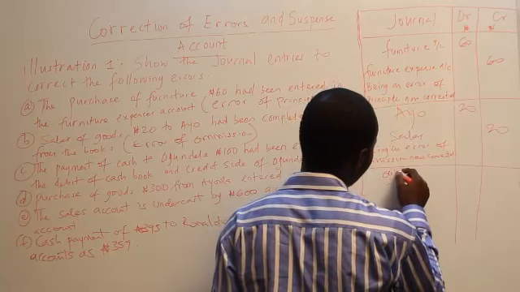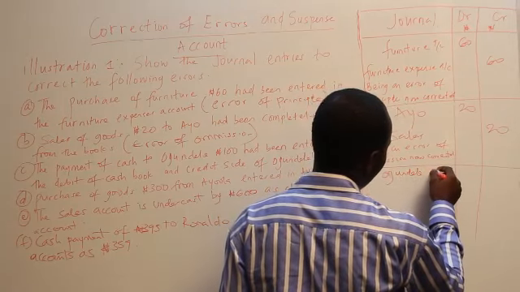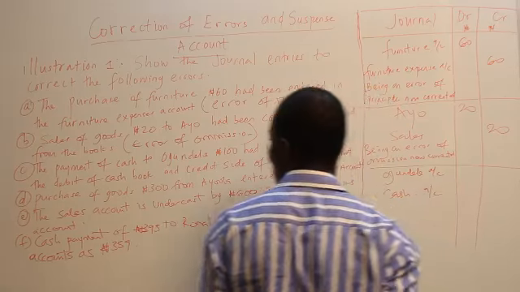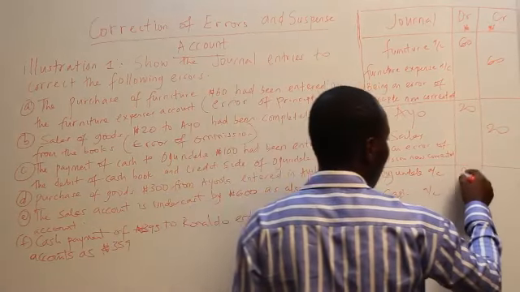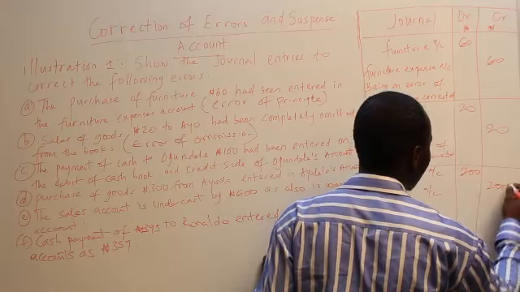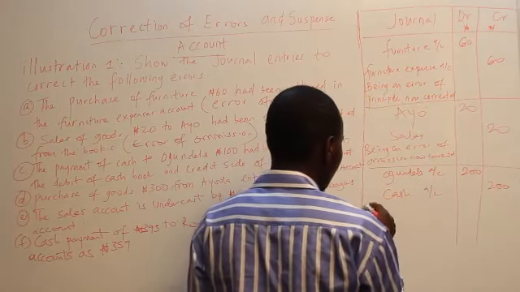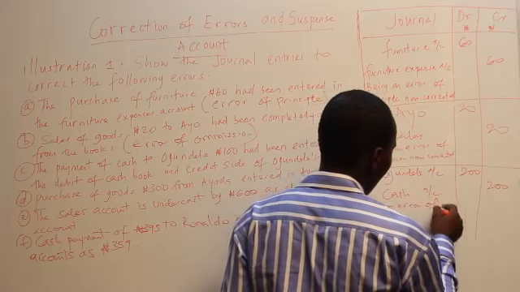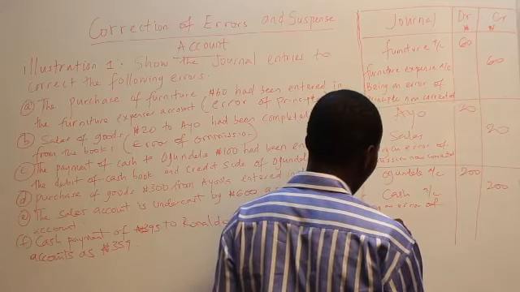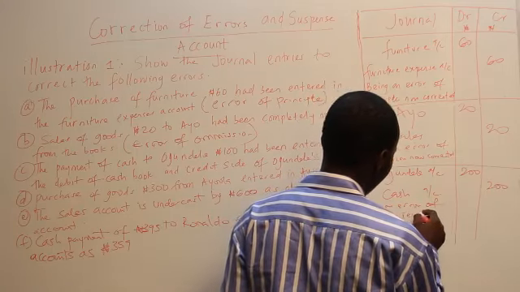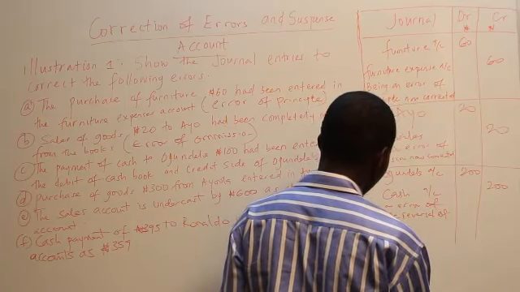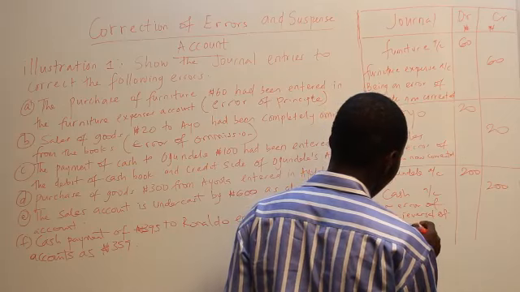So we have Ogundele's account, and we have cash account. We multiply by 2, which is 200, debit to Ogundele's account and credit cash account. So, being an error of complete reversal of entry, now corrected.